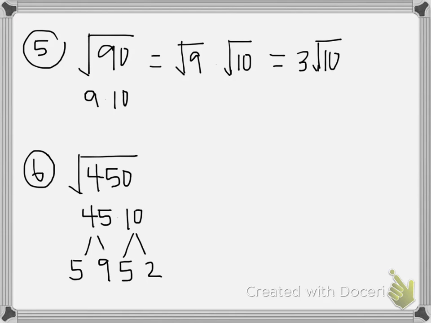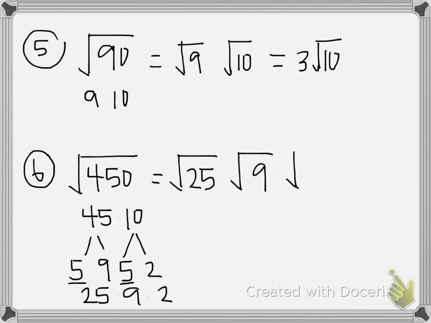So what multiplies to give you that 450 is 25 times 9 times 2, right? I just rewrote it because 5 times 5 gives you 25 right there. So what multiplies together to give you 450 is going to be the square root of 25 times the square root of 9 times the square root of 2. Square root of 25 is 5. Square root of 9 is 3. And you're left with the square root of 2. So 5 times 3 gives you 15 square roots of 2.